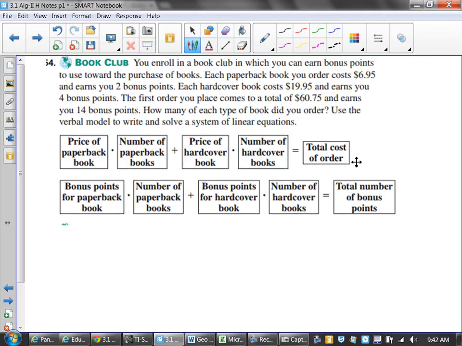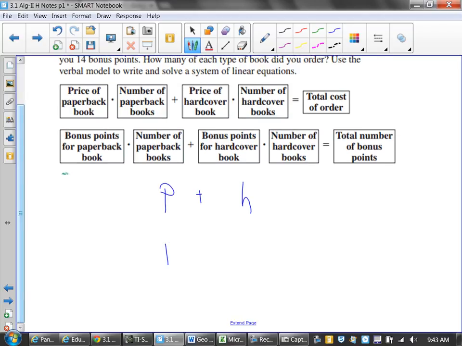So the book club, blah blah blah, earn bonus points towards purchase of books. Each paperback is $6.95, earns you 2 bonus points. Each hardcover is $19.95, earns you 4. Your first order comes to a total of $60.75, and you earn 14 bonus points. How many of each type of book did you order? Okay, what they're telling you here is that the unknowns are your paperback and the hardcover. So for paperback and hardcover, those are the 2 things that you're working with for both equations.